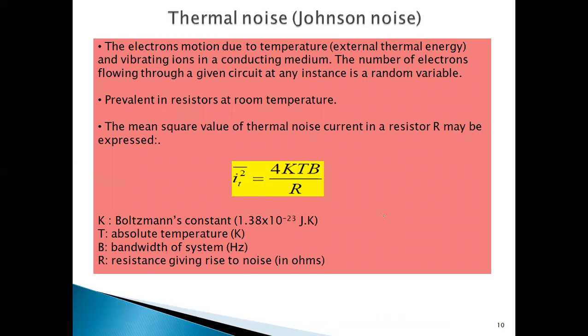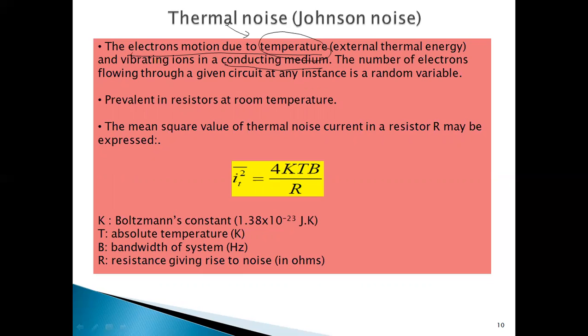So let's have a look at the first type of noise, which is the thermal noise or Johnson noise. This noise is related to the electron motions due to temperature, external thermal energy, and vibrating ions in the conducting medium. So this is the source of noise in thermal noise or Johnson noise. Basically, it is related to the electron motions and the vibrating ions in the conducting medium due to temperature or external thermal energy. That's why we call this thermal.